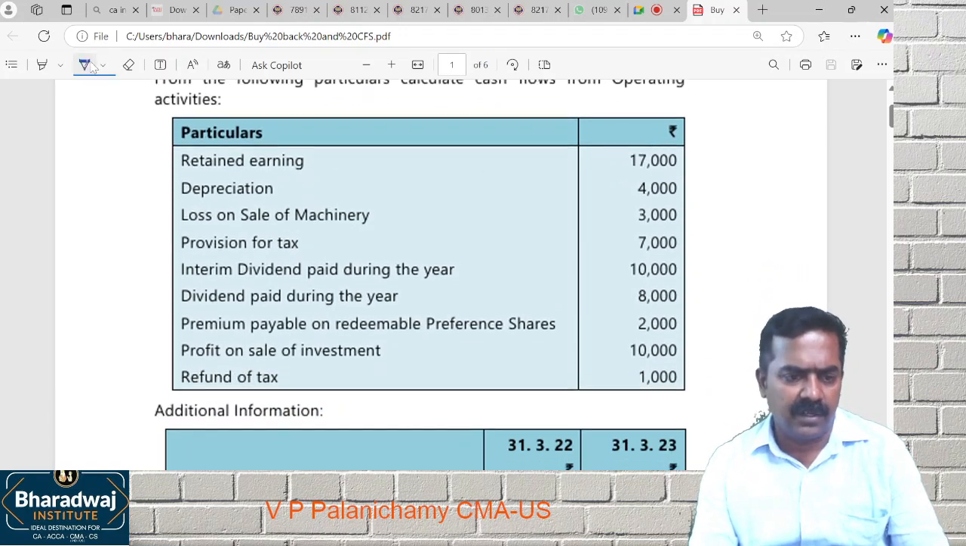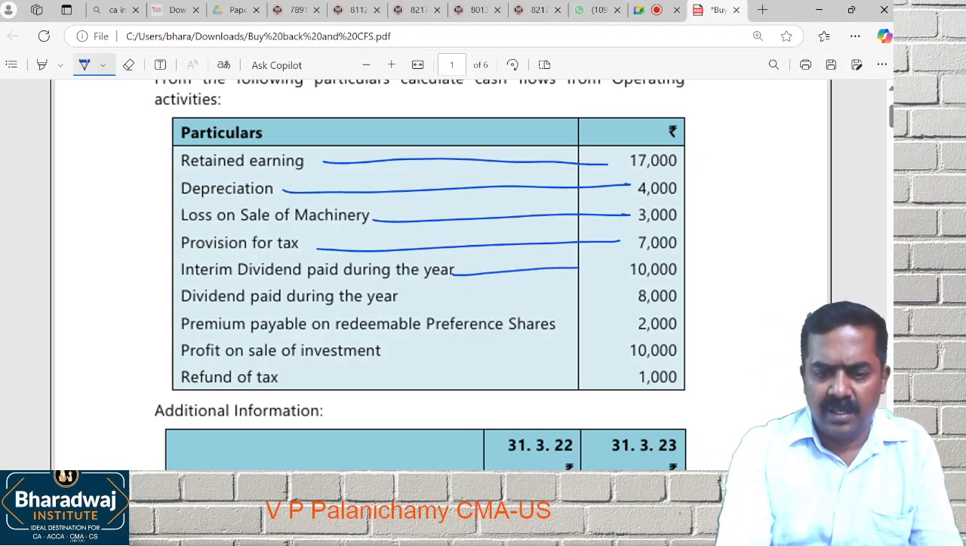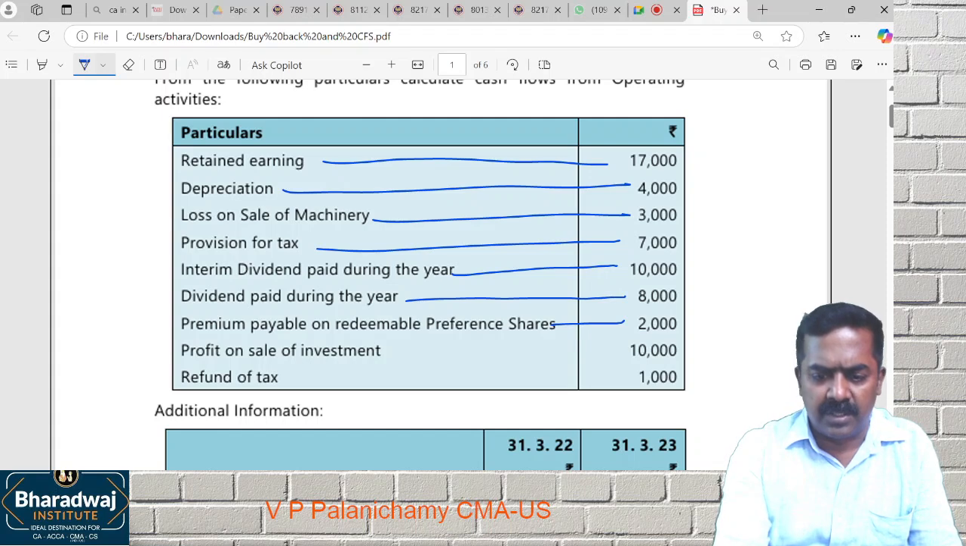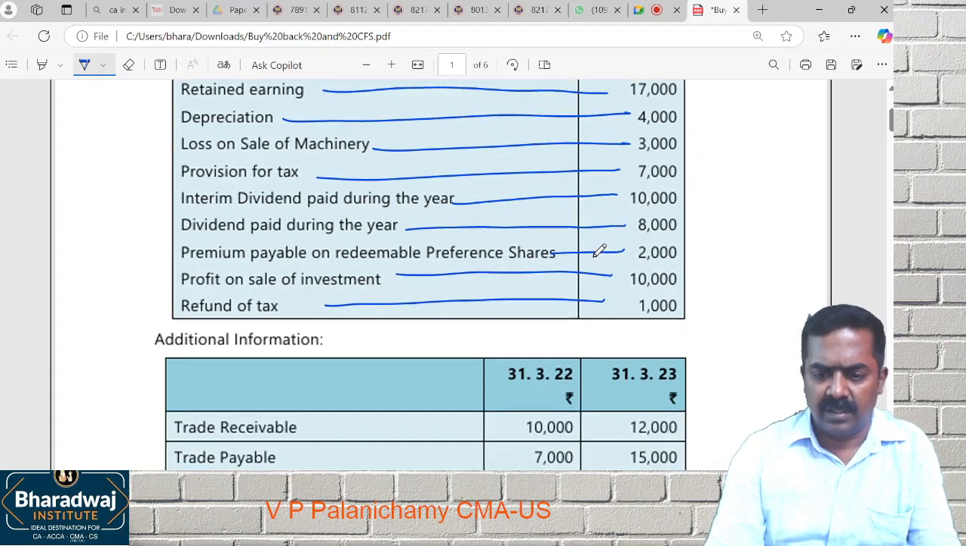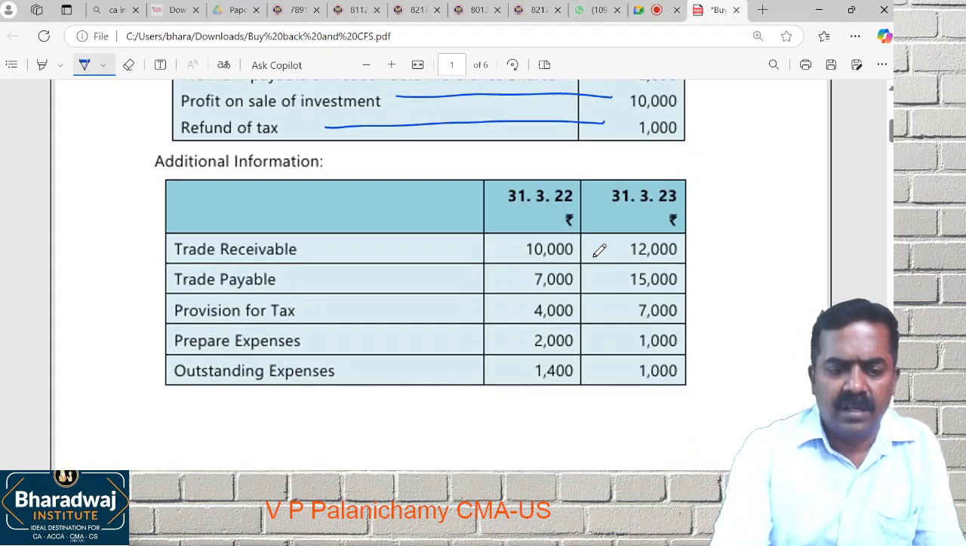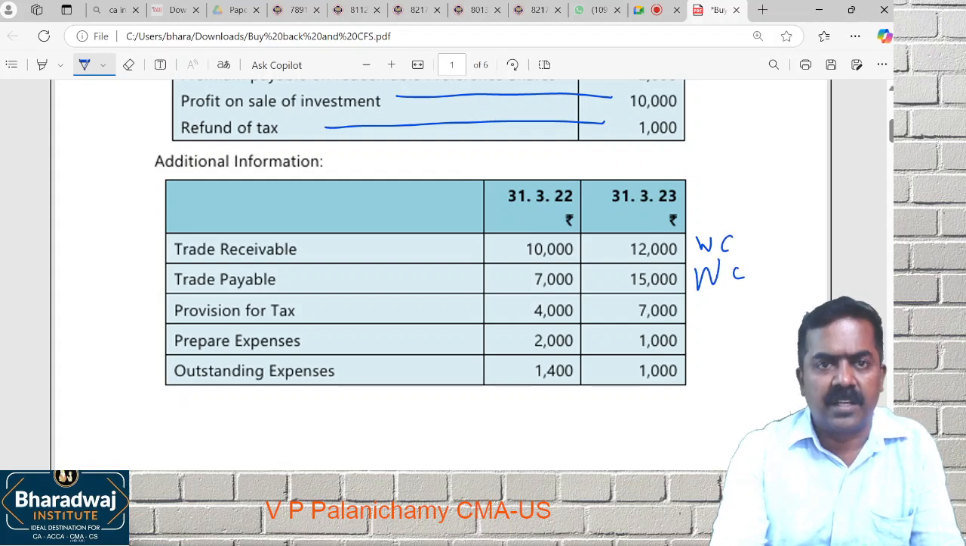Retained earnings they have given. What and all they have given? Depreciation, loss on sale of asset, provision for tax, interim dividend paid during the year. Dividend paid during the year is given. Premium on redemption of preference share is given to us. Profit on sale of investment, refund of tax is given to us. Then we are given trade receivable. This will be adjusted in what? Working capital changes. Trade payable also will be adjusted in what?